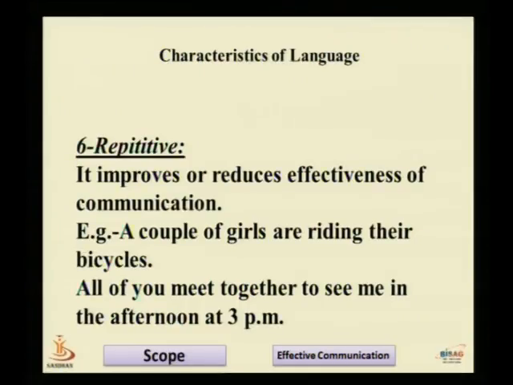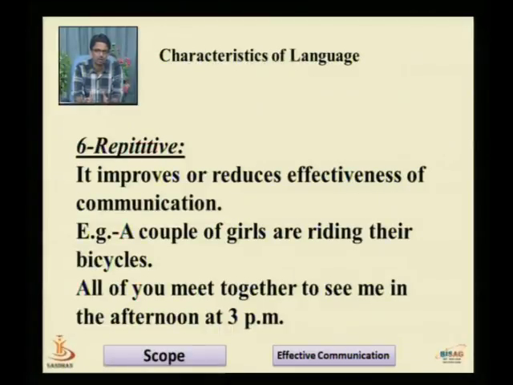That is, language is repetitive. It improves or reduces effectiveness of communication. A couple of girls are riding their bicycles. All of you meet together to see me in the afternoon at 3 p.m. See here, a couple of girls, and in the second sentence you can say all of you. These are some repetitive expressions, but many a times it even improves the effectiveness of communication, right?